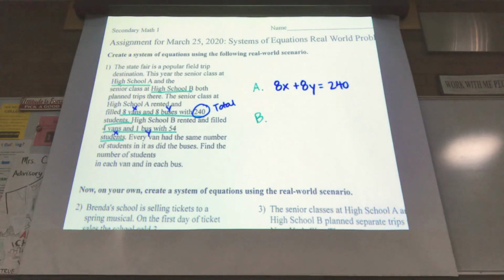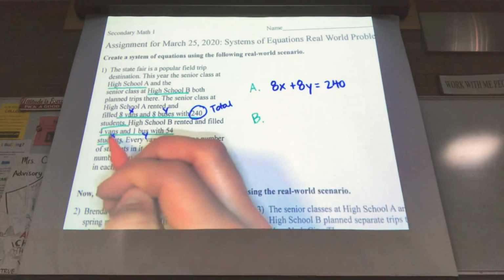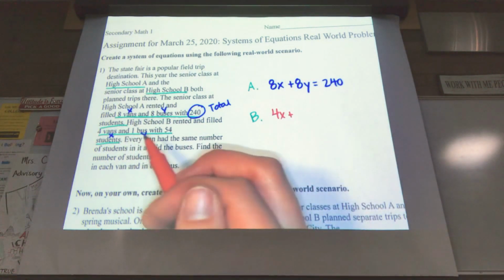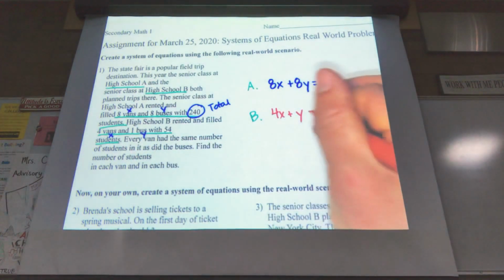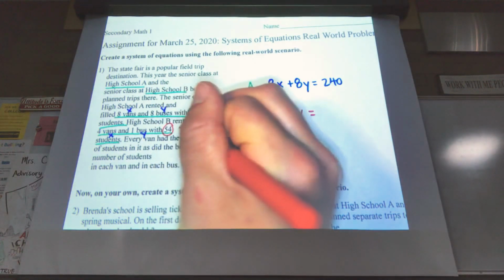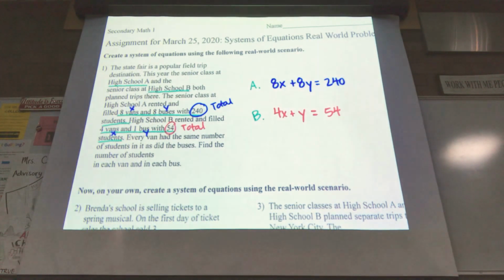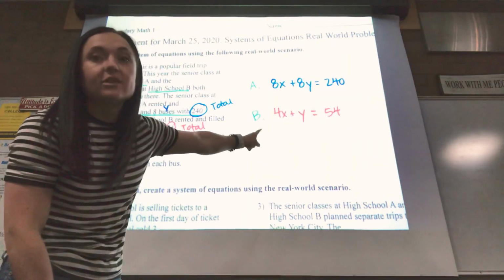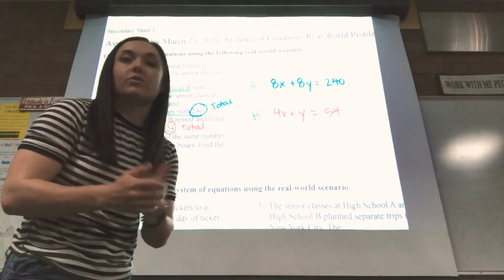Okay, so now let's look at high school B. High school B rented 4 vans, 4X, plus 1 bus. Okay, remember mathematicians are lazy. You don't have to write that 1. You can if you want, but just 1 bus is 1Y for a total of 54 students. And that is it. Okay, that's all you have to do for these 2 problems is actually identify the information and then write the 2 equations, the systems of equations. Okay, real world problems, real scenarios.